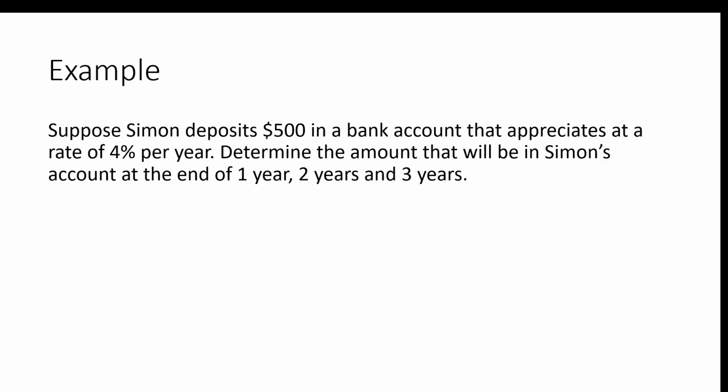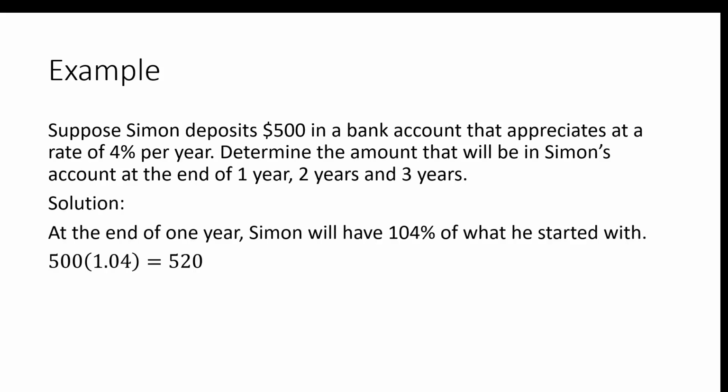Suppose Simon deposits $500 in a bank account that appreciates at a rate of 4% per year. Let's determine the amount that'll be in Simon's account at the end of 1 year, 2 years, and 3 years. First, we're going to do this question in such a way that it helps us to establish the formula that we're going to use for other questions.